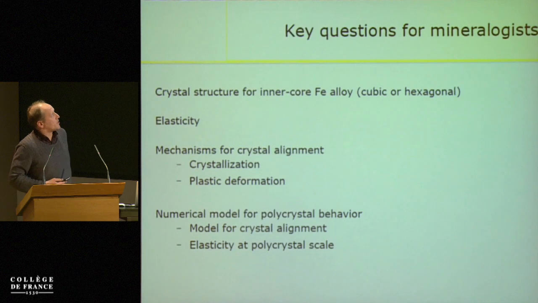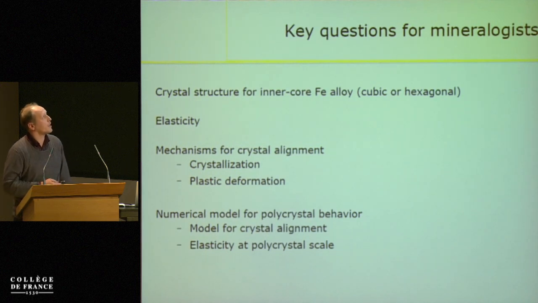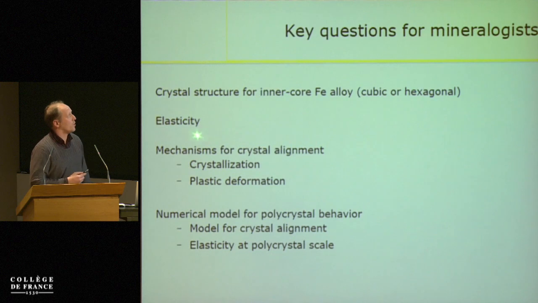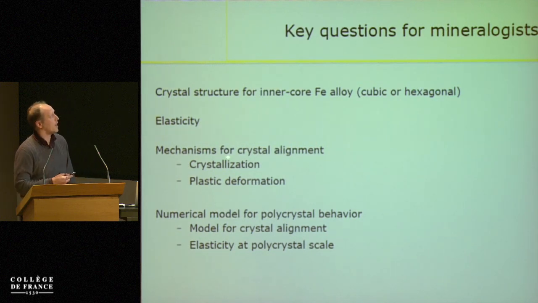As a mineralogist, there are key questions we want to know when we look at the inner core. One is the crystal structure of the inner core iron alloy. We want to know about elasticity, and how you get crystal alignment through, for instance, crystallization or plastic deformation. Even if you have your mechanism, you need to know how to model it. So how do you model that numerically? How do you calculate elasticity at all scales?